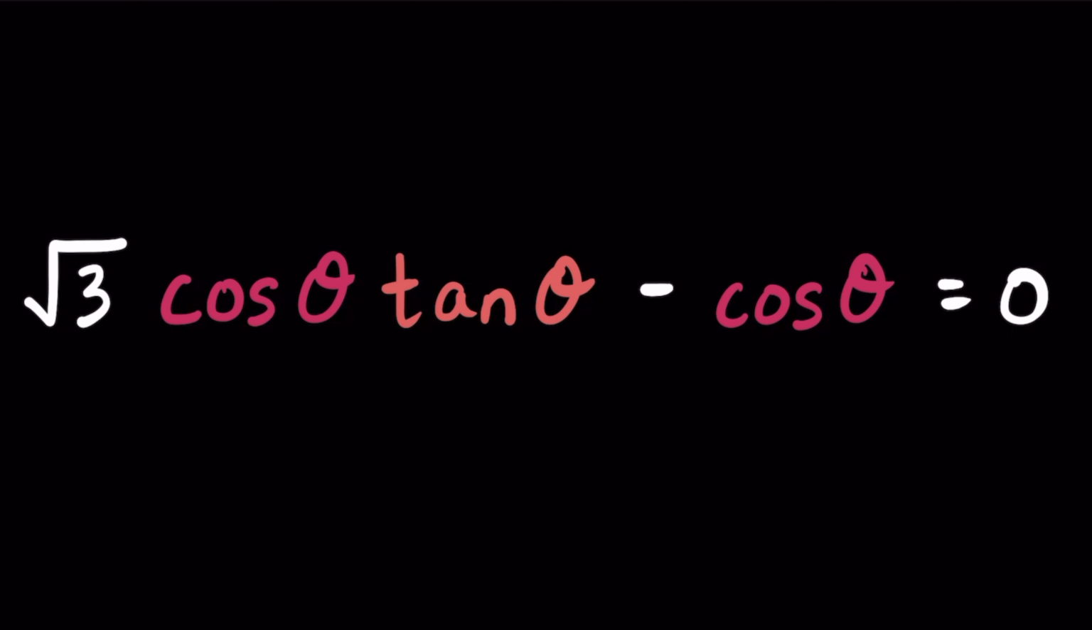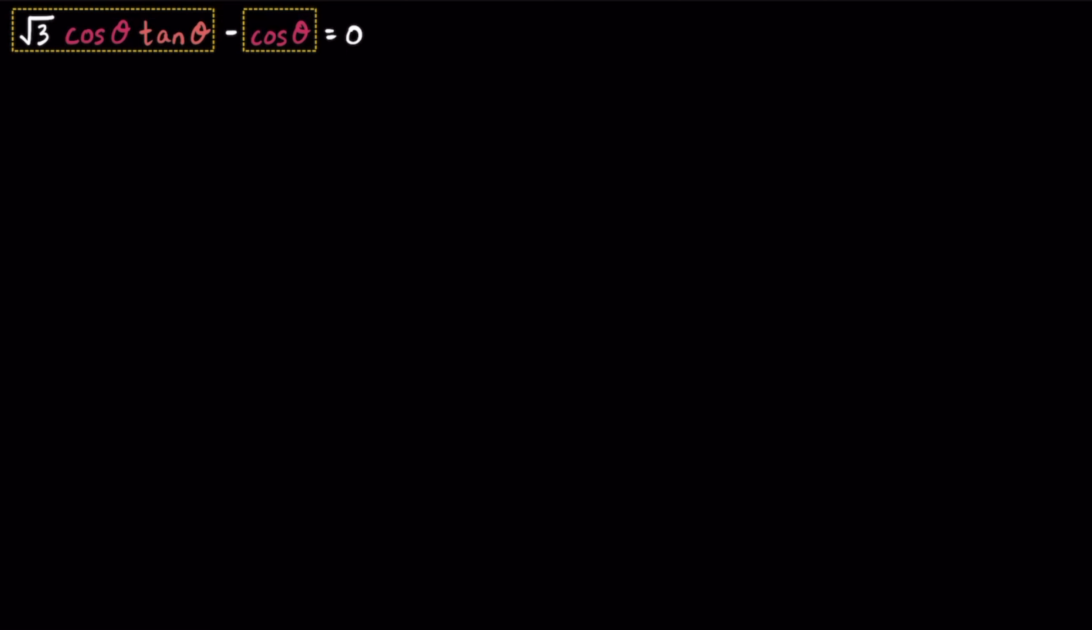Here's the equation: the square root of 3 times cosine of theta times tangent of theta minus cosine of theta is equal to 0. Let's go ahead and solve it together. Notice how there are two terms on the left side of the equation, and that they share this GCF, or greatest common factor, of cosine of theta.